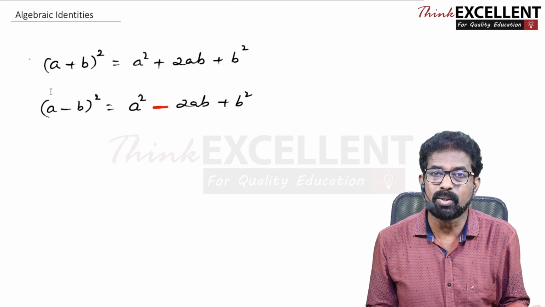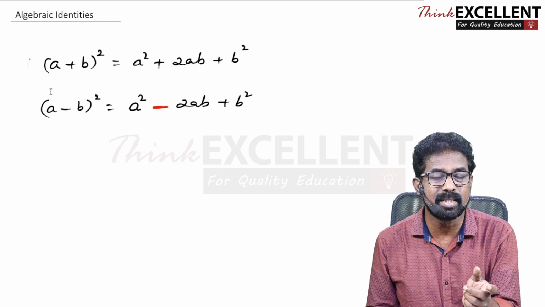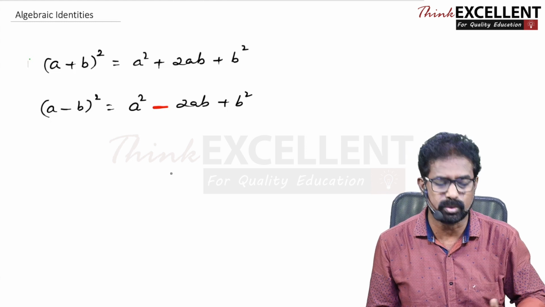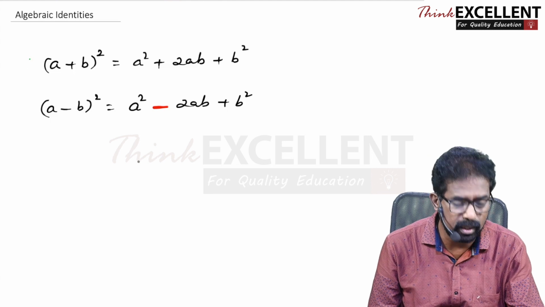A minus b the whole square. Just one change. Alternate terms you put plus, minus, plus like that. The 2ab term becomes minus, right? So a square minus 2ab plus b square.